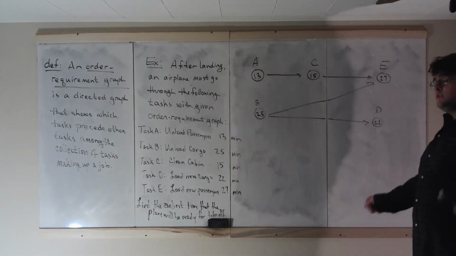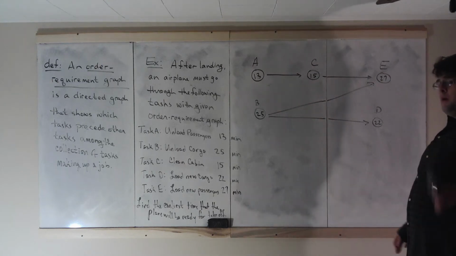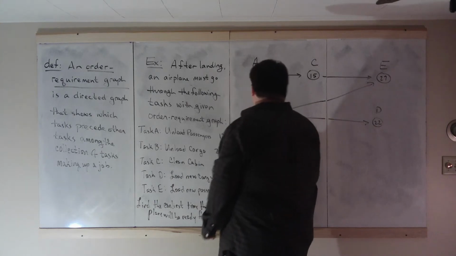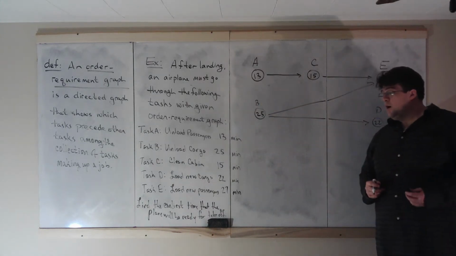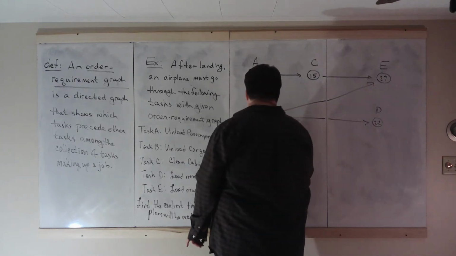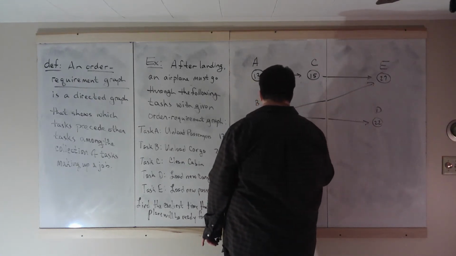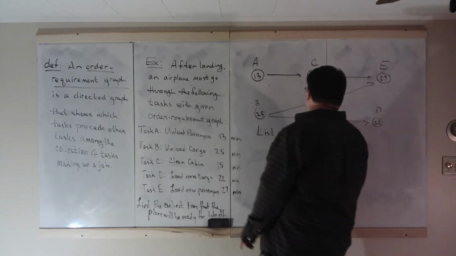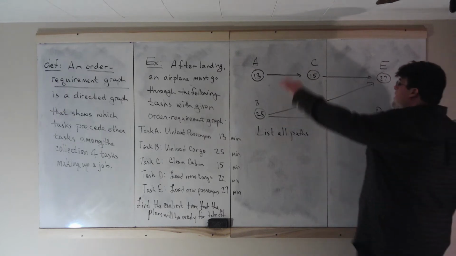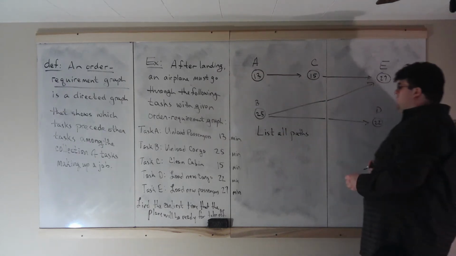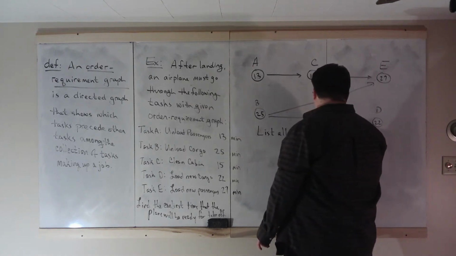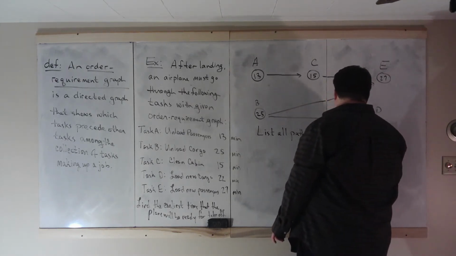To do this, we're going to list out all possible paths through this digraph. This is kind of like a brute force method, and it is a brute force method. So we're going to list all paths through the digraph. Notice these are arrows, so we don't go in the other direction. We just have to start here and make our way across. We list all paths, and we're going to compare times.